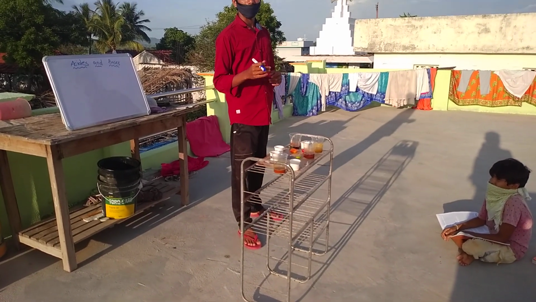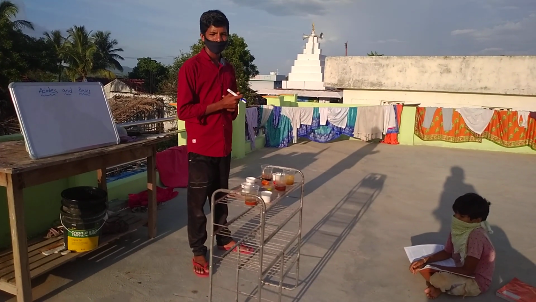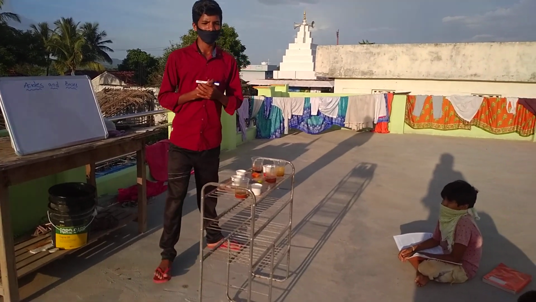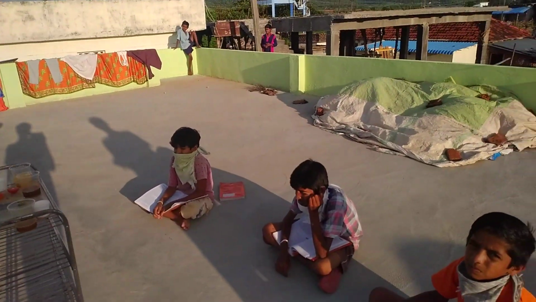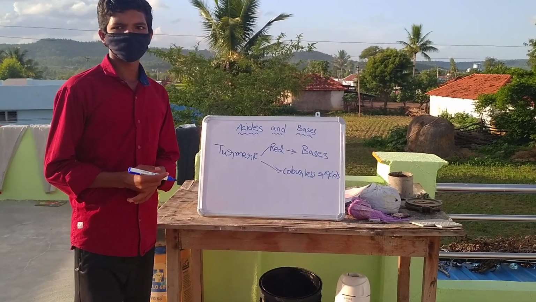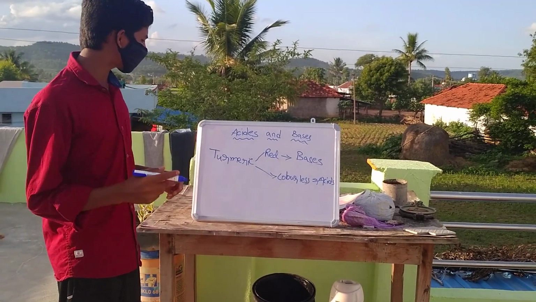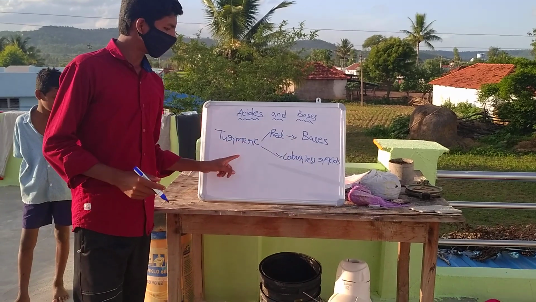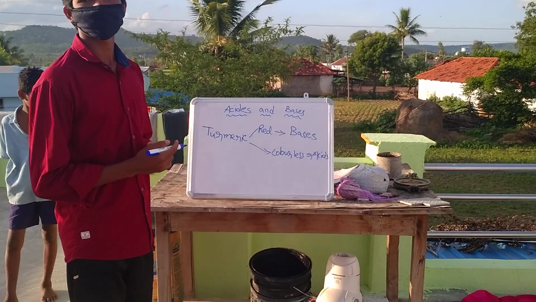So friends, we have a lot of uses of acids and bases. So keep learning. Thank you all. Okay, what is your doubt? So friends, let us summarize what we have learned. Turmeric powder gives red color to the base and colorless to the acid. So thank you.